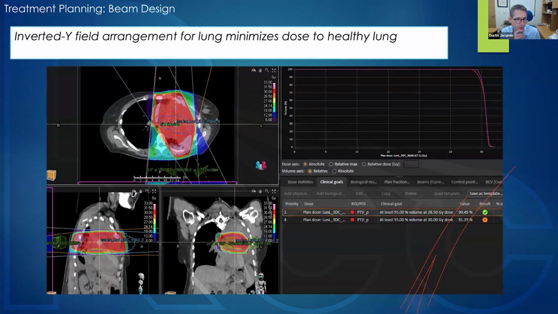Here's another inverted Y, not a symmetric one. One field is a little bit more lateral than the other, but same basic idea. We get this hexagon shape stretched in the APPA direction. It does a really good job of minimizing dose to healthy lung. So a nice palliative plan for this large lung target here.